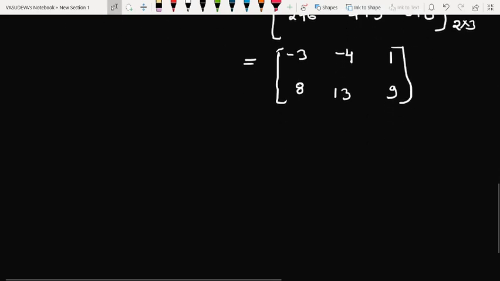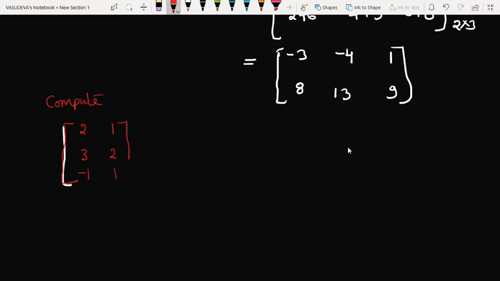And consider another example. Compute the product of the matrix 2, 1, 3, 2, minus 1, 1, and the matrix 1, 0, 1, minus 1, 2, 1.